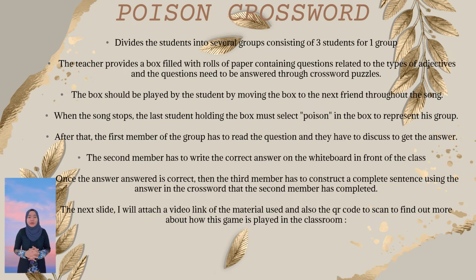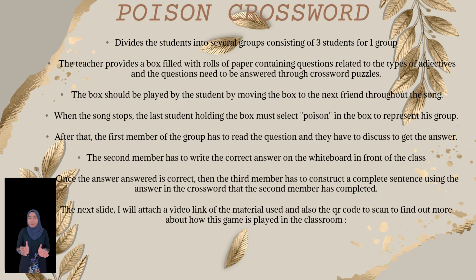First, the teacher will divide the students into several groups consisting of 3 students for one group. Then, the teacher will provide a box filled with a roll of paper containing questions related to the type of adjective, and the questions need to be answered through a crossword puzzle. The box should be played by the students by moving the box to the next friend throughout the song. When the song stops, the last student holding the box must select a poison in the box to represent their group.